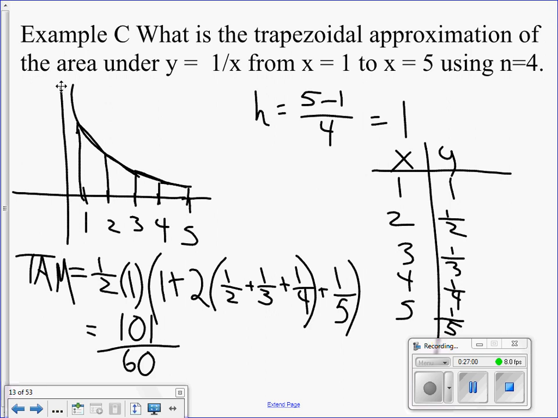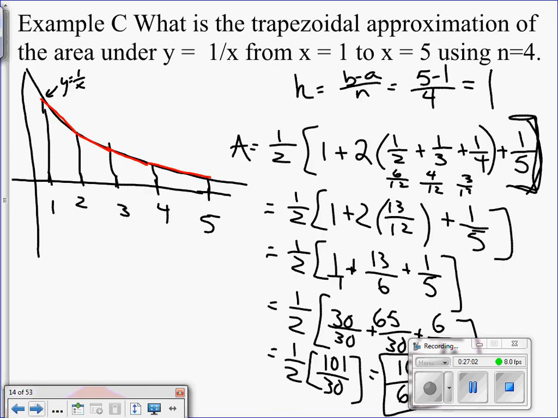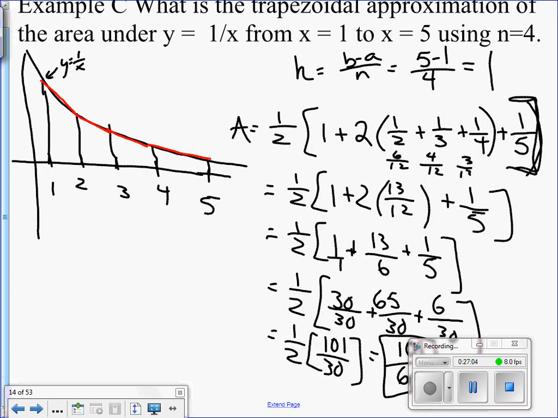Now, if you didn't want to do it that way, you could have just got a common denominator for all the fractions and added them. Some people enjoy that. A different time. But 101 over 60, that's great.